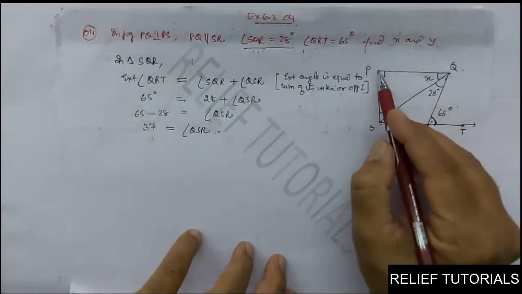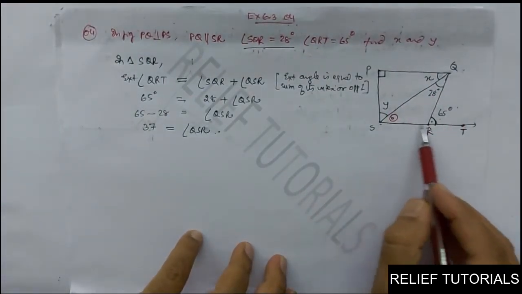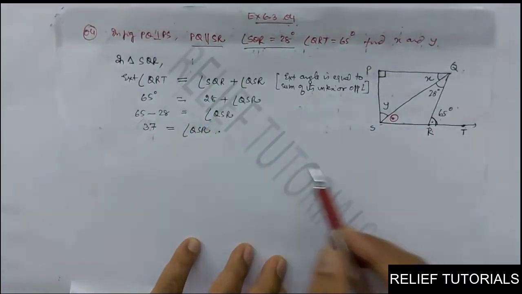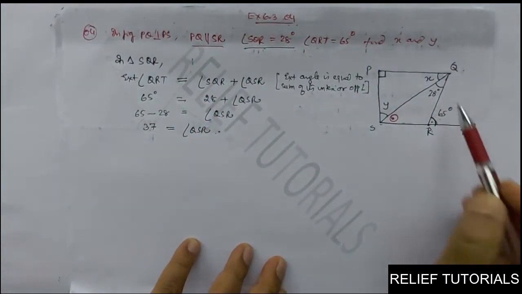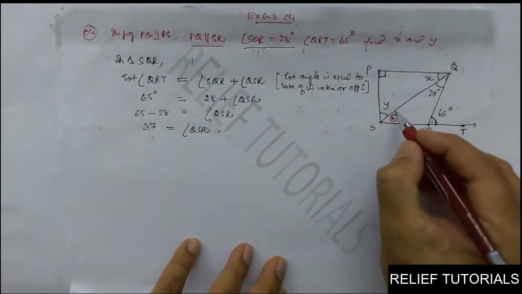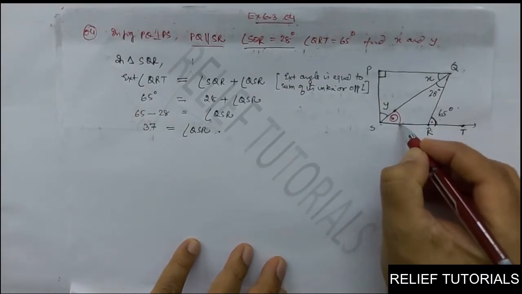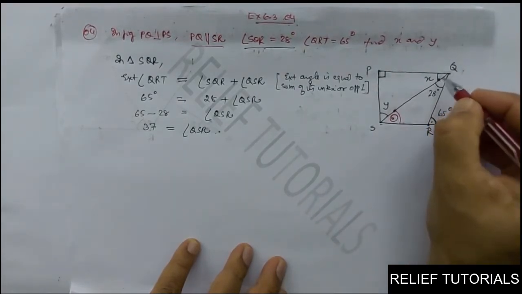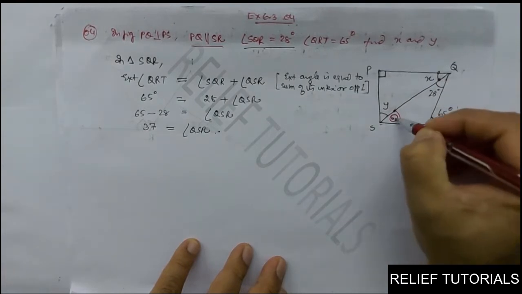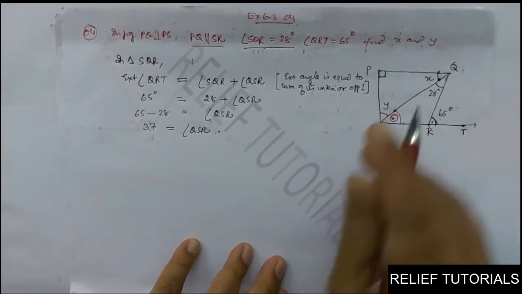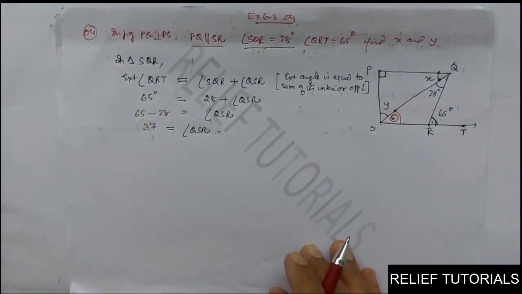Now what is given, PQ is parallel to SR. This thing is given, see here, PQ is parallel to SR. So PQ and SR are parallel, and this is a transversal. So this angle touches the transversal and the parallel line. X also touches the transversal and the parallel line. So these two angles are equal, they are alternate angles. Clear?